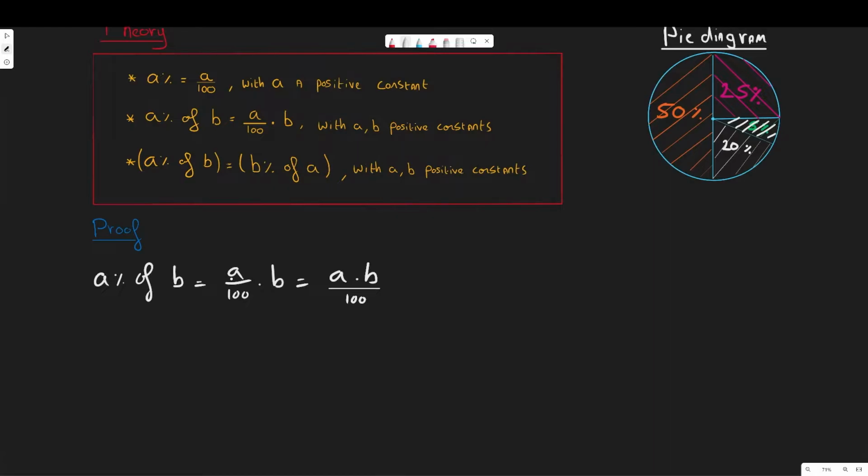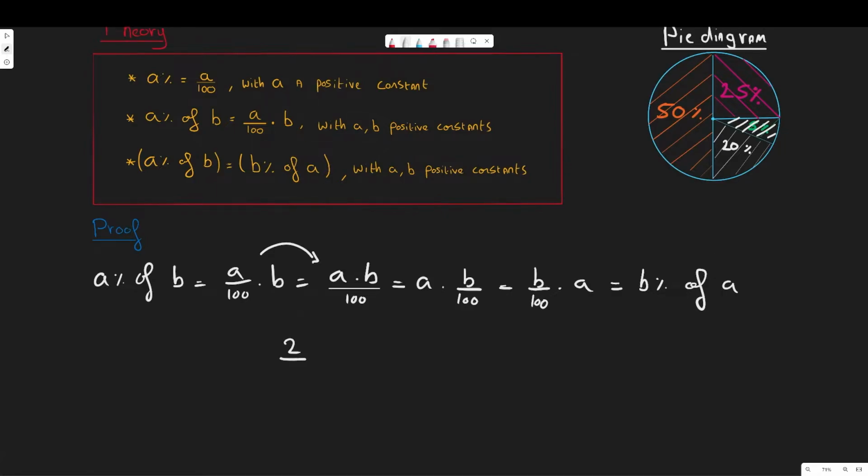Alright, for our problem. So we can write a over 100 times b is the same as a times b over 100. This can also be written as b over 100 times a, because a times b is the same as b times a. And according to our theory, we can write this down as b% of a. And just to clarify that this step is in fact correct, let me add a small example.